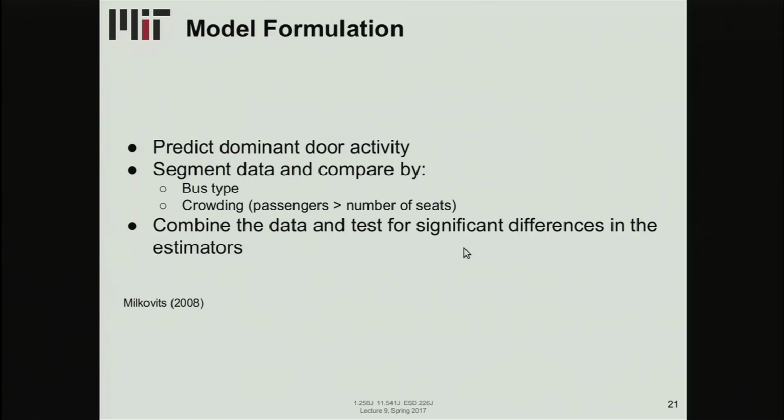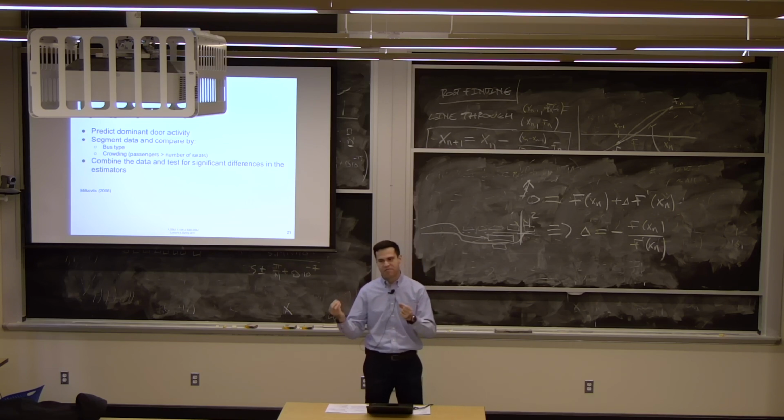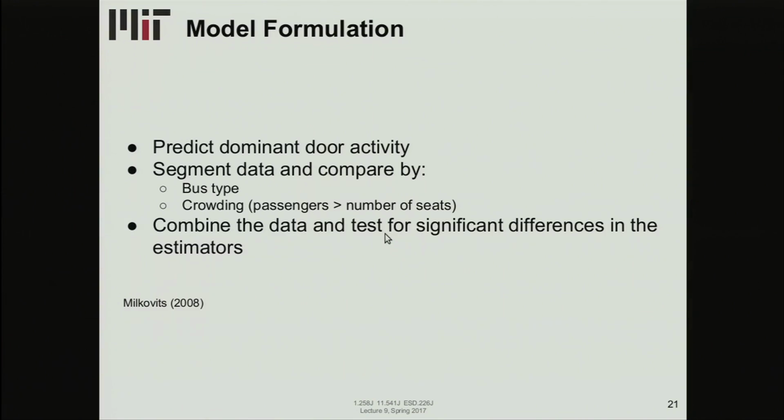So here's how the model worked. First, they realized that it was easier to have one model for when the front door controls the process, and a separate model for when the rear door controls the process. So the first step was to predict which of the two processes was going to dominate and control the dwell time. And then from that, select that one model, really, one or the other. And then they looked at including bus type and crowding as a friction factor in each of these models.